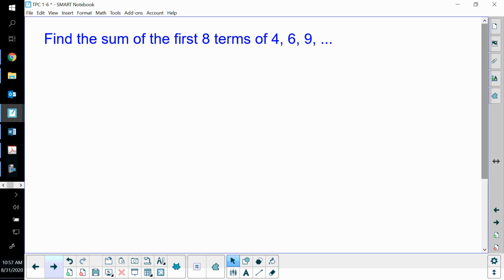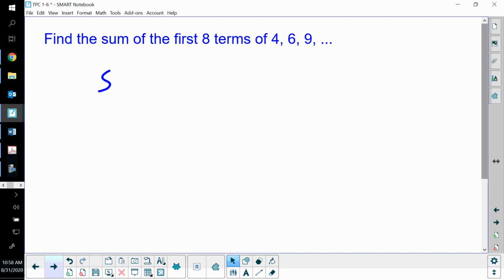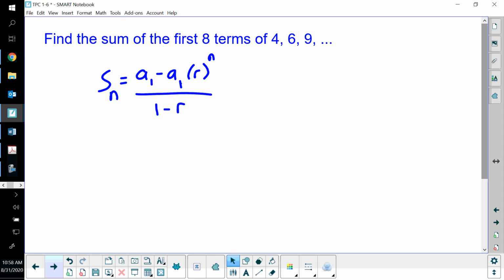So we're going to use, from our reference sheet, the 4th or 5th one down on the reference sheet. It says geometric series there. So we have Sn is equal to A1 minus A1, and get in the habit of putting that R in parentheses, to the n, over 1 minus R. So we're going to have S8.